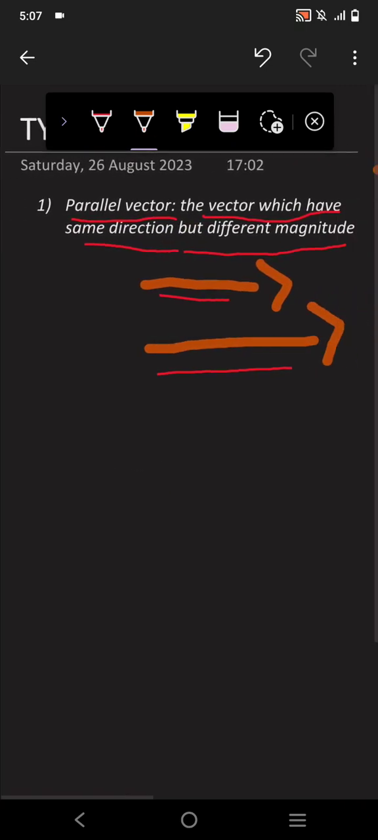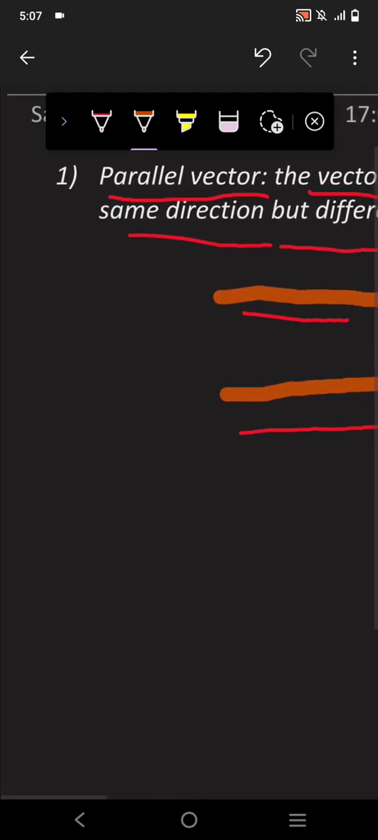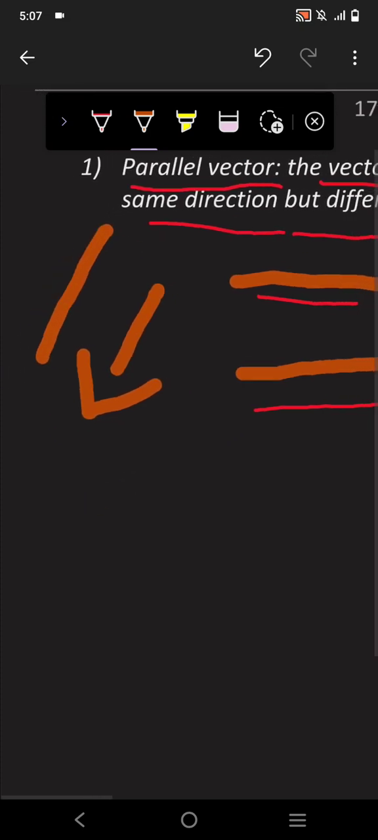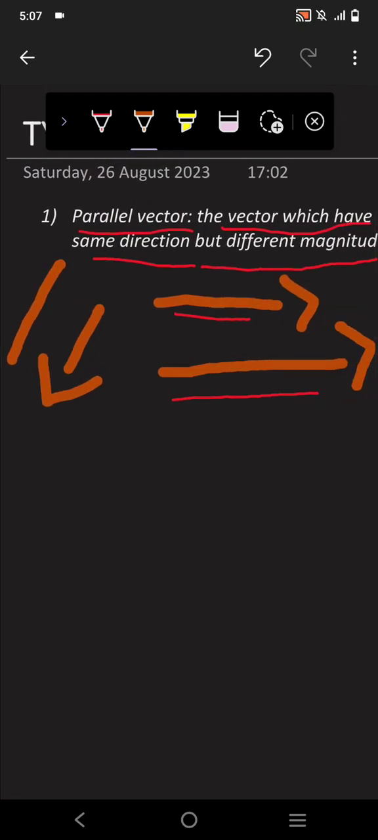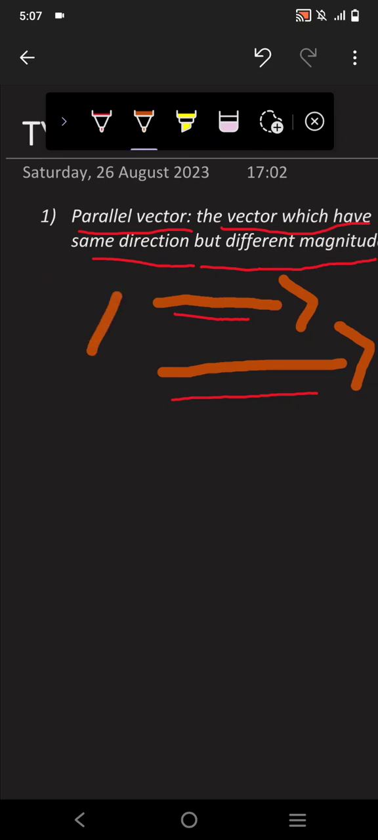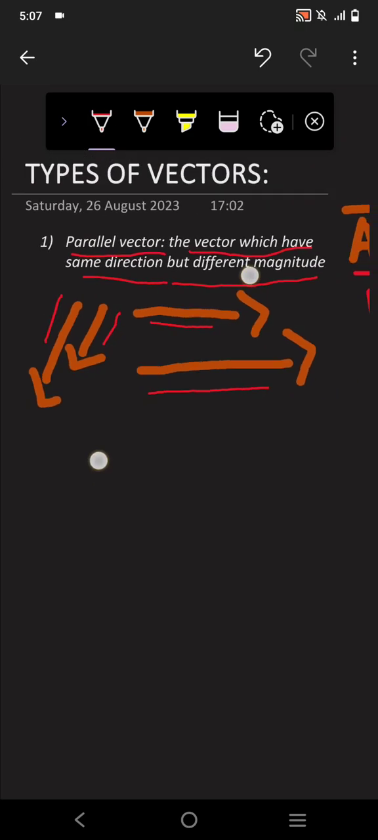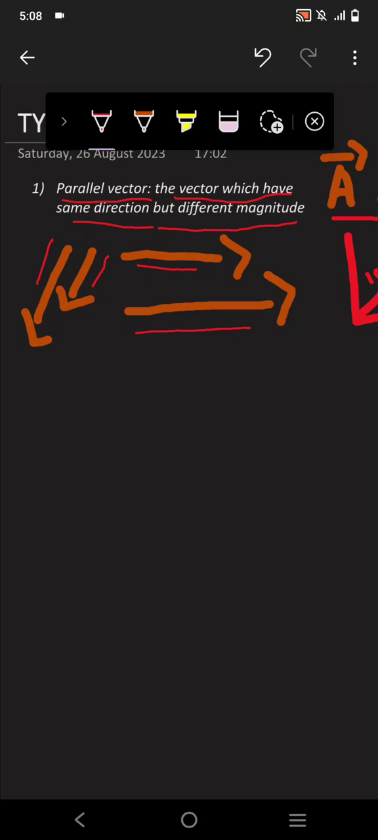For example, I'm going to give you another example where one vector is coming here, another is coming here. So can we name this a parallel vector? Yes, of course. Why wouldn't we call this a parallel vector? It's coming here and it's coming here. This is also a parallel vector because it has the same direction, plus the magnitude is different. So that is why this vector is known as parallel vector.